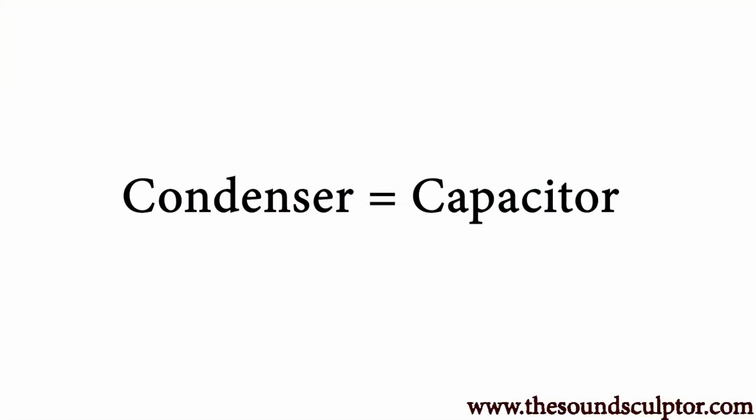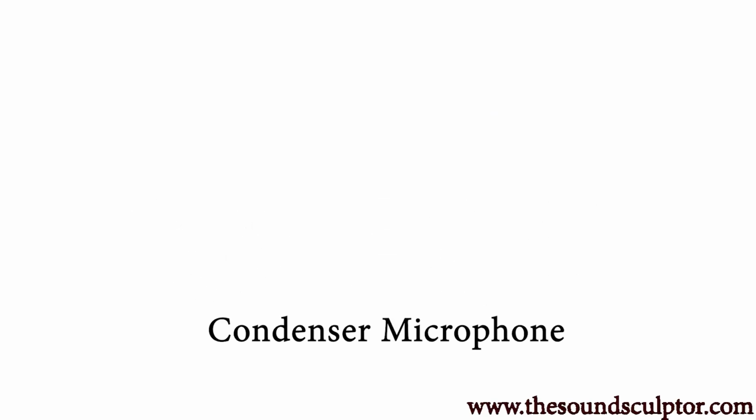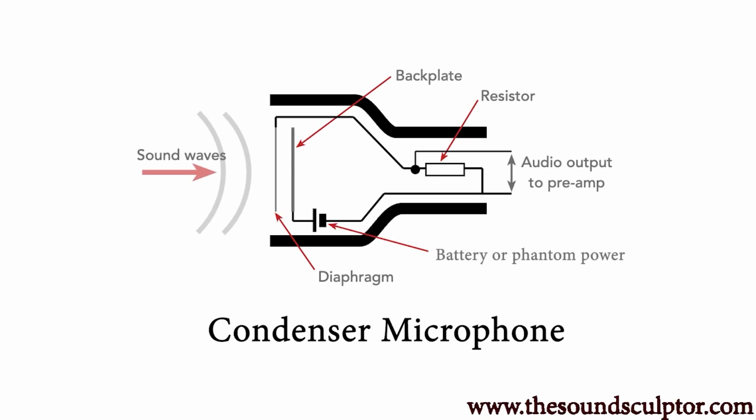So a condenser microphone is also known as a capacitor microphone. A condenser mic is a type of transducer that converts sound waves into electrical signals with the help of an electrically charged diaphragm and a backplate placed very close to each other.